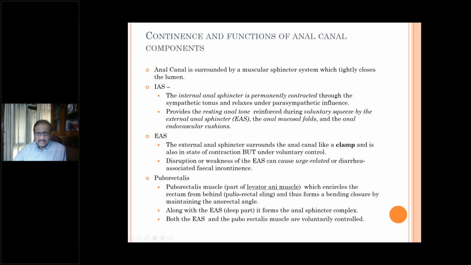Puborectalis is basically a part of the levator ani. We all talked about that. And that is basically leading to a bending closure by maintaining the anorectal angle. And it has to act together with the EAS. So EAS and puborectalis are probably acting together. Why? Because both of them are making the anorectal angle, together with the deep part of the EAS. And that is why they are both helping in the control, and also because they have voluntary control, right?